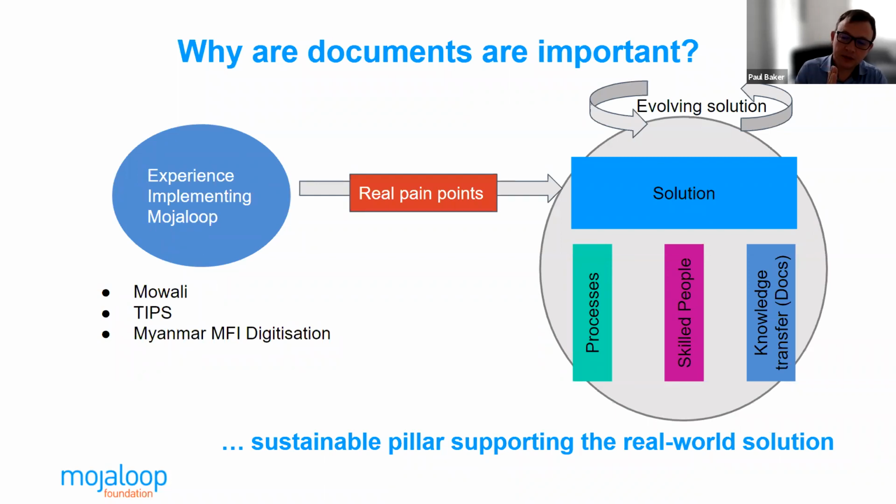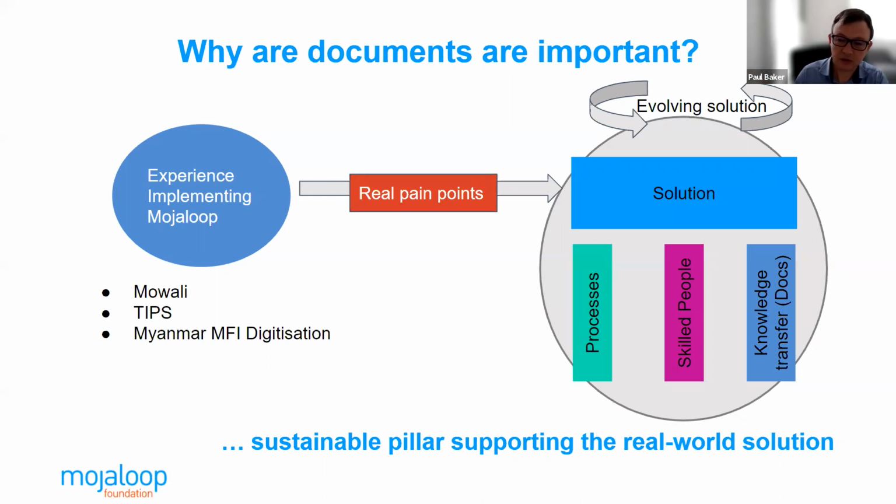And there are three pillars to that solution. The one is the processes that define that solution. Then you have the skilled people who work and implement the solution. And then the third pillar is the documents that detail those processes. You need to document it for knowledge transfer, but they essentially become the sustainable pillar of this real world solution that is out there being used. And that's really what we're talking about, these documentations.